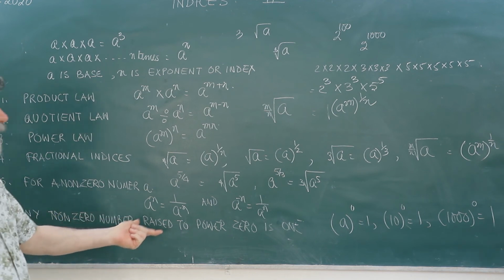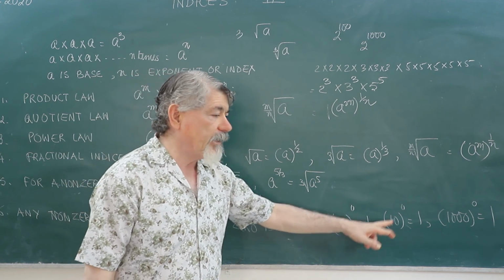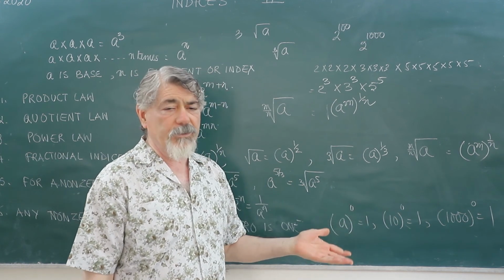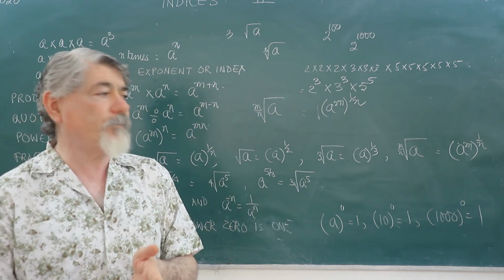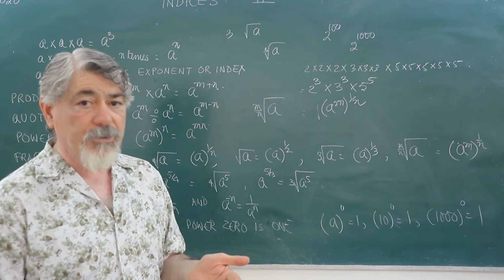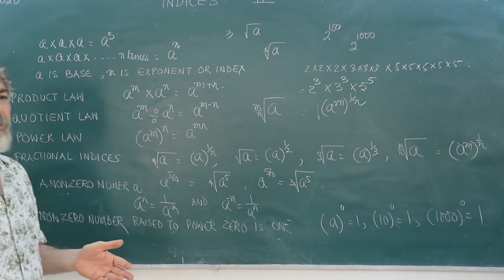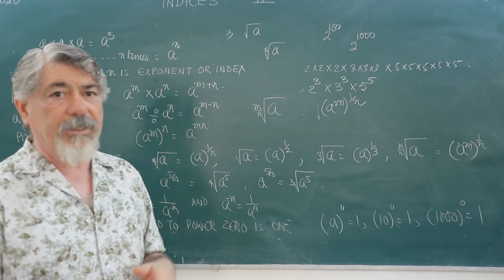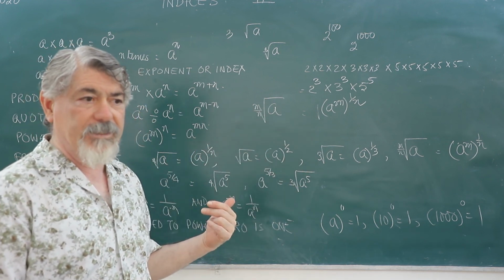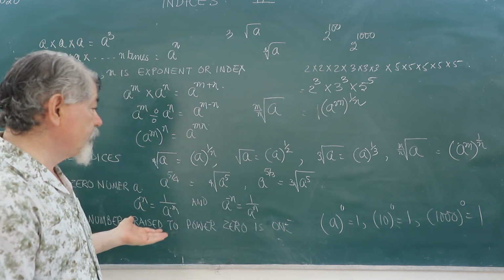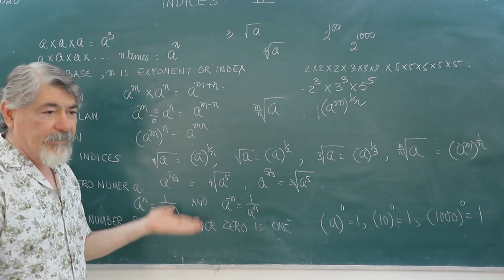Any non-zero number raised to power 0 is 1. This is very important. A to the power 0 is 1, 10 to the power 0 is 1, 1000 to the power 0 is 1. Any non-zero number raised to power 0 is always going to be 1. These are very important laws because the next chapter which we will be doing will be logarithms. Logarithms are absolutely related to indices, and we will be using much more of this in logarithms. We will be doing a lot of questions based on indices itself in the next video.